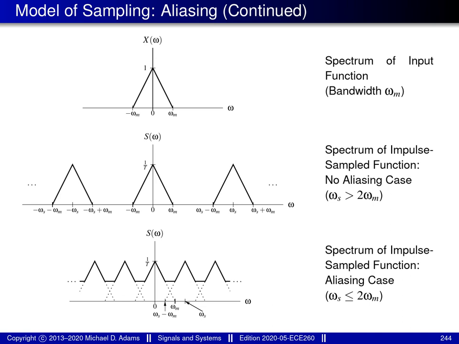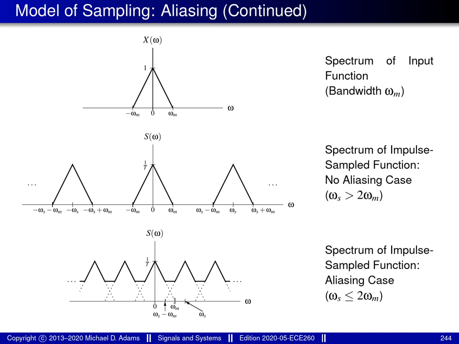Next, let's consider the case where the non-zero portions of different shifted copies of the spectrum big X do overlap. This is the aliasing case. In this case, we obtain a spectrum big S like that shown in the bottom figure, in other words, what's shown in this figure here. Here, adjacent shifted copies of the spectrum big X partially overlap, so when the copies are summed, the resulting spectrum big S is distorted in the regions where overlap occurs. For example, the original spectrum big X is no longer discernible in big S in the frequency range minus omega m to omega m. So minus omega m is this point here, and omega m is this point here.